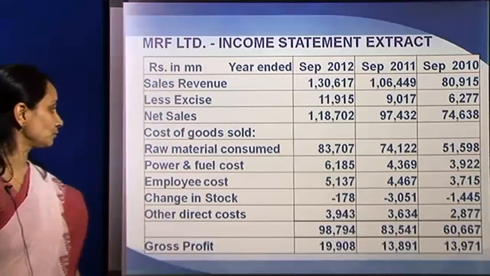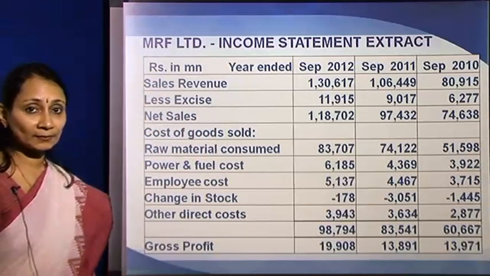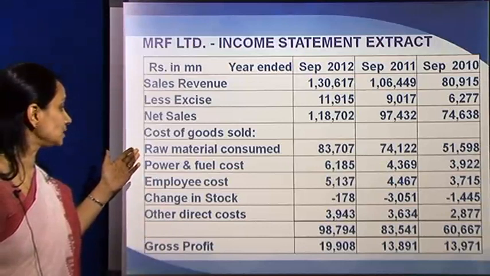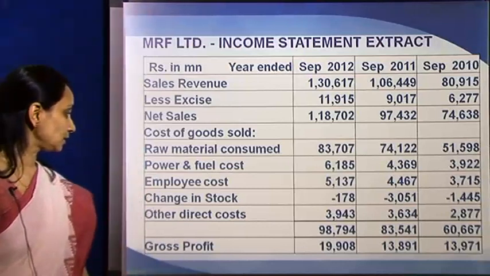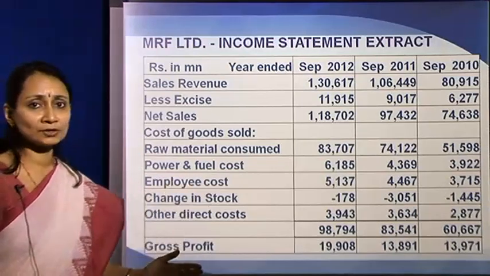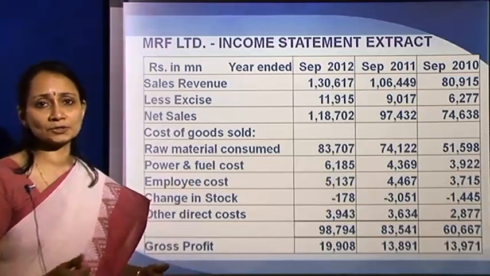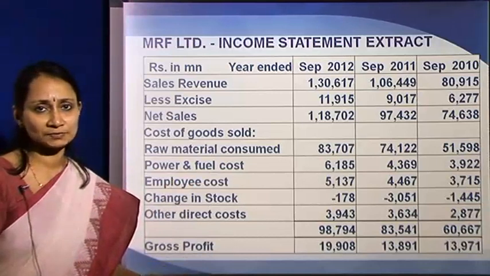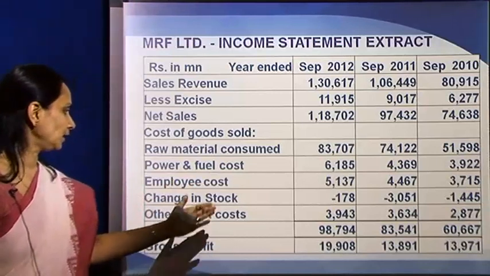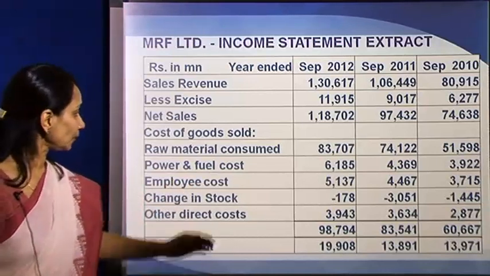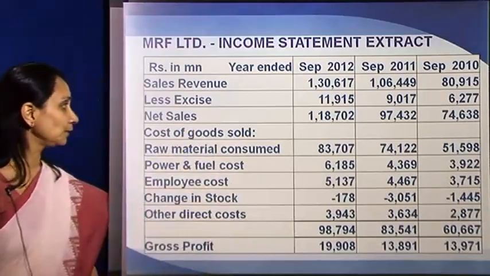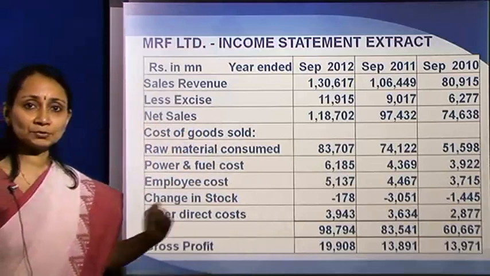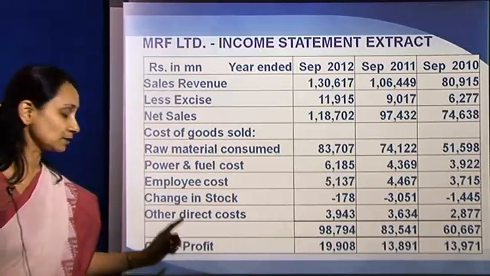Now you have the cost of goods sold. As I said, it includes items like raw material, power and fuel, labor costs, change in stock. Change in stock is basically the difference between the opening stock and closing stock of raw materials, finished goods and so on, and any other direct costs. So the sum of all this gives you the total cost of goods sold. Now from the net sales, when we remove the cost of goods sold, we get gross profit.